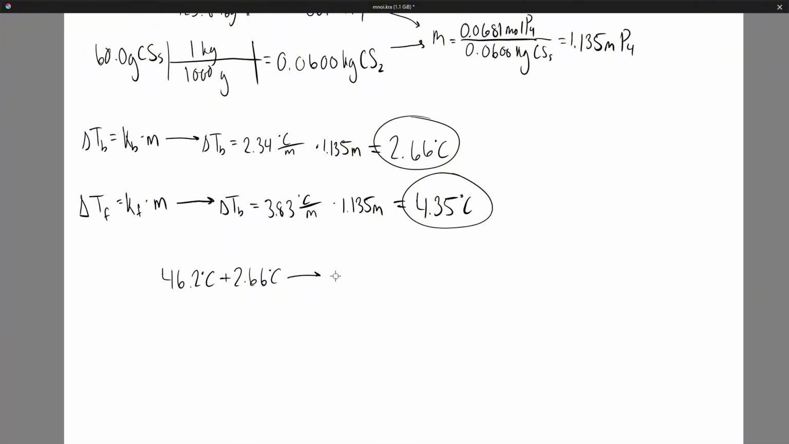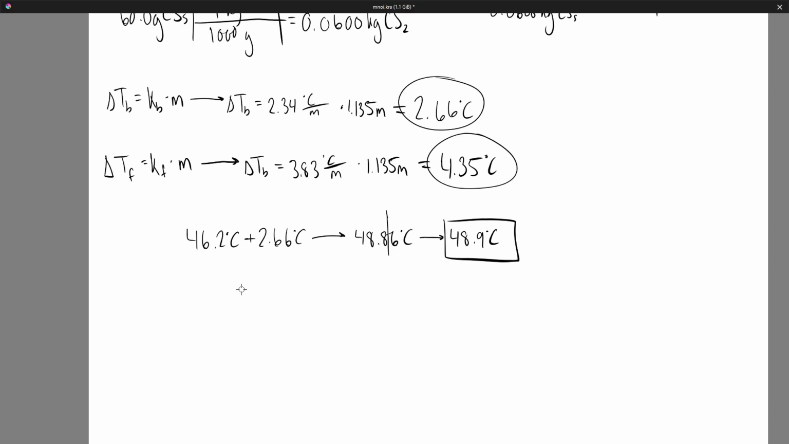So this will give us 48.86 degrees Celsius. But since we're adding, we round to the lowest number of decimal places, which is 1. So in reality, it's 48.9 degrees Celsius. So that's our new boiling point.